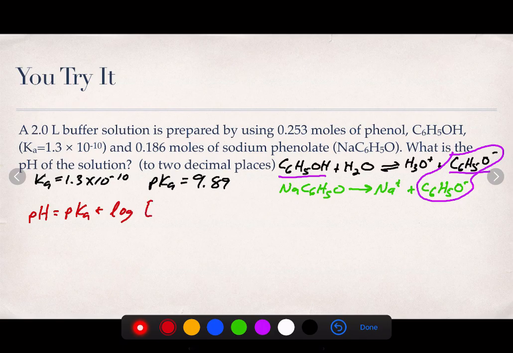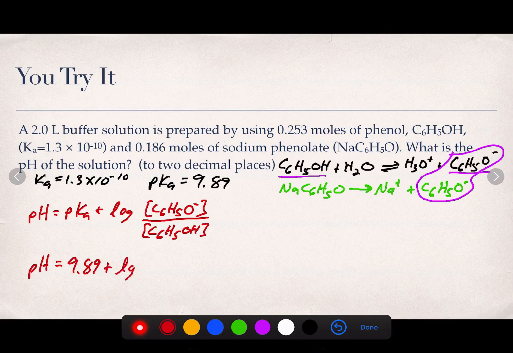And we want to use our Ka equation here to do products over reactants. And so we're going to have the concentration of our product, C6H5O minus, my conjugate base, over my acid, which is C6H5OH, and that is my reactant. So we still have products over reactants. And so let's plug everything in and see what we get. So we've got pH is equal to the pKa, which is 9.89 plus the log.